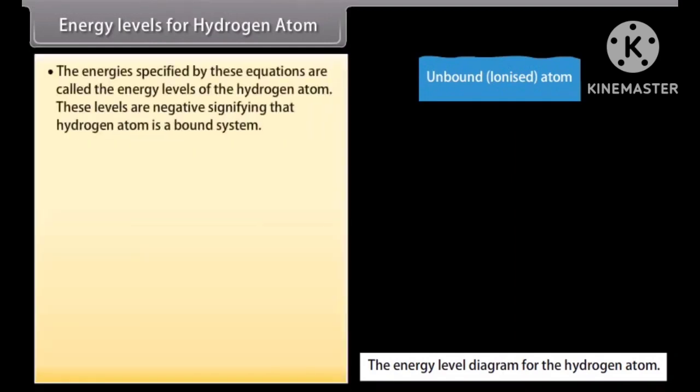The energies specified by these equations are called the energy levels of the hydrogen atom. These levels are negative, signifying that the hydrogen atom is a bound system.